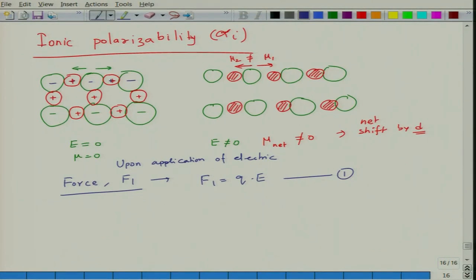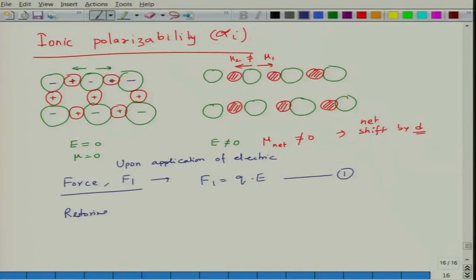But if you imagine that these ions are connected to each other by springs, right? There will be a restoring force. So the restoring force will be F2. This will be equal to K into D, where K is the spring constant and D is the distance. So let's say I represent this as Ki. Okay. This is the second equation that we have.